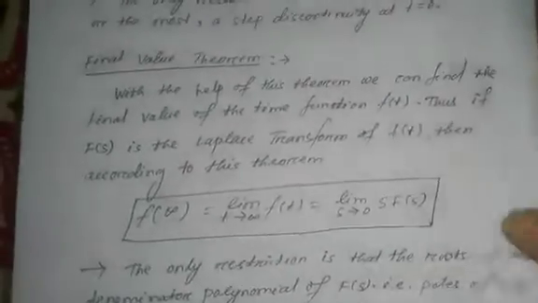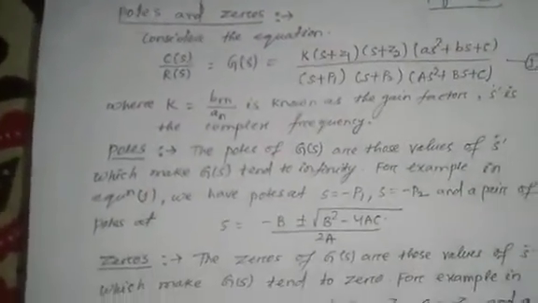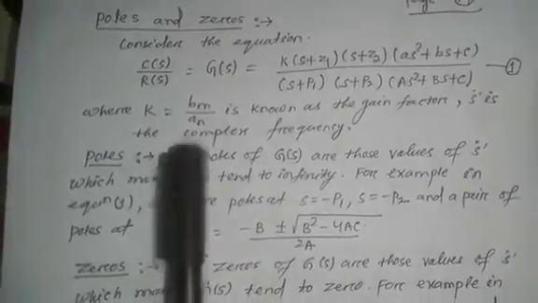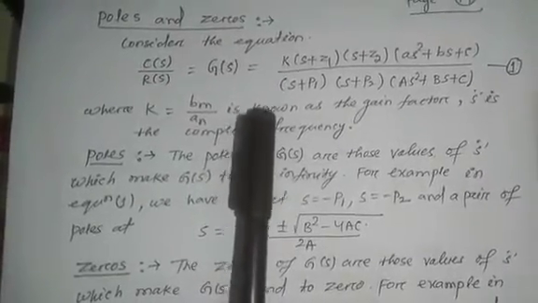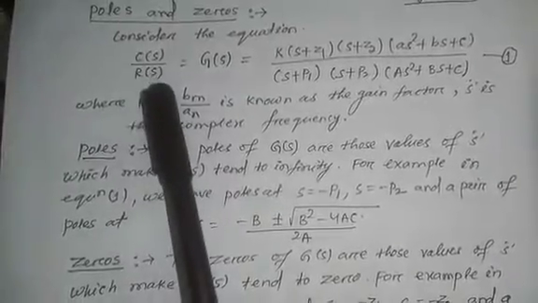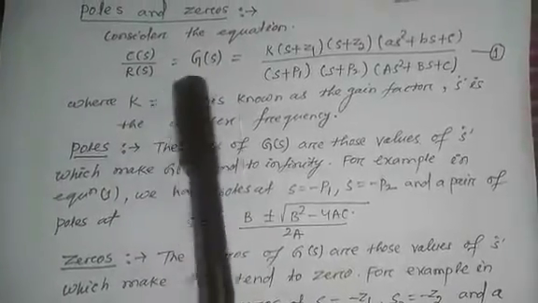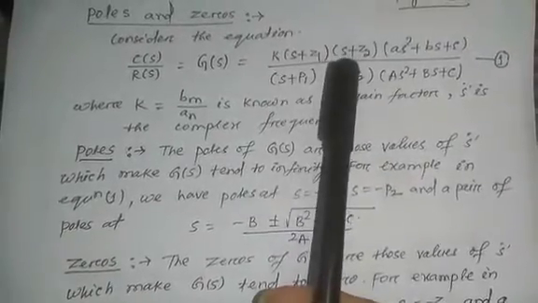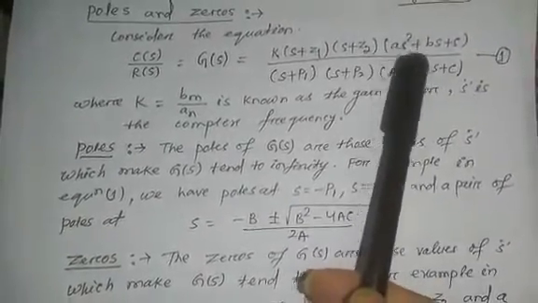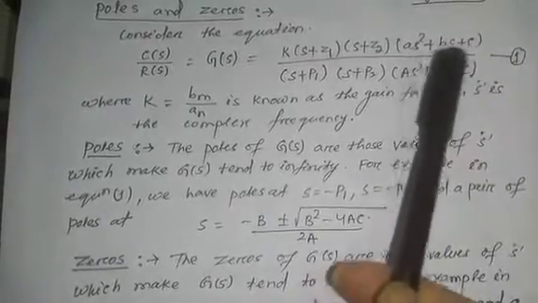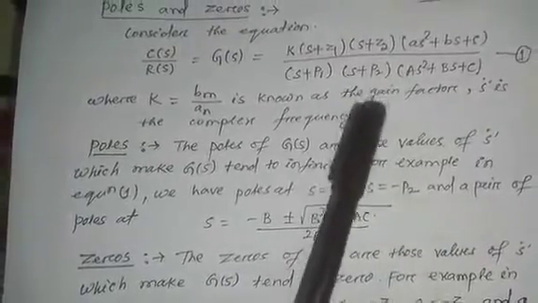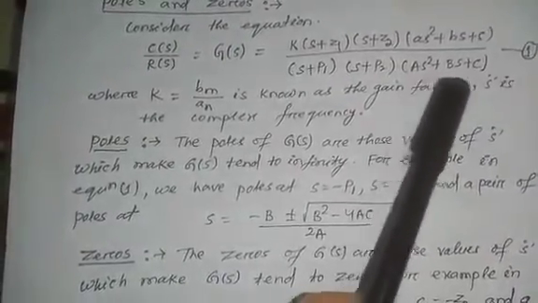Okay, next you see the concept of pole and zero. Consider the equation C of s divided by R of s, that is your G of s. G of s is the transfer function, the Laplace of output divided by Laplace of input. Suppose this one is K into s plus z1 into s plus z2 into a s square plus b s plus c, that is a quadratic equation, second order equation, divided by s plus p1 into s plus p2 into a s square plus b s plus c.